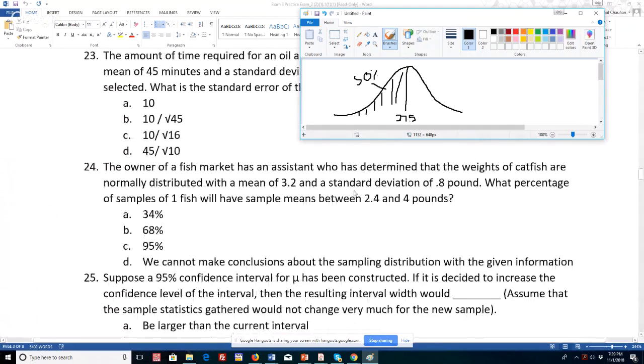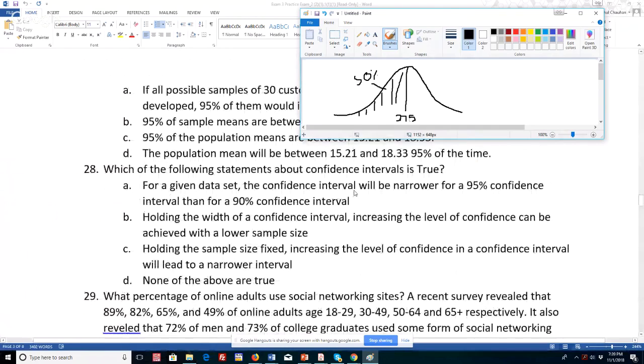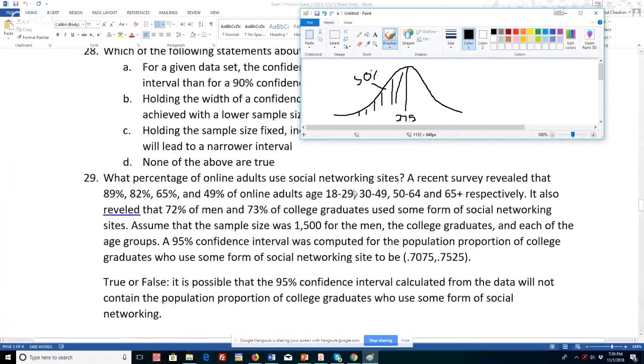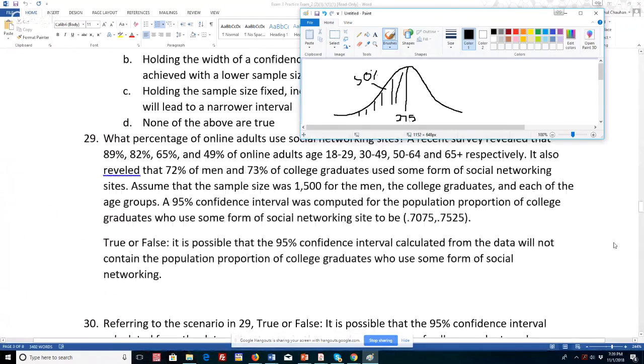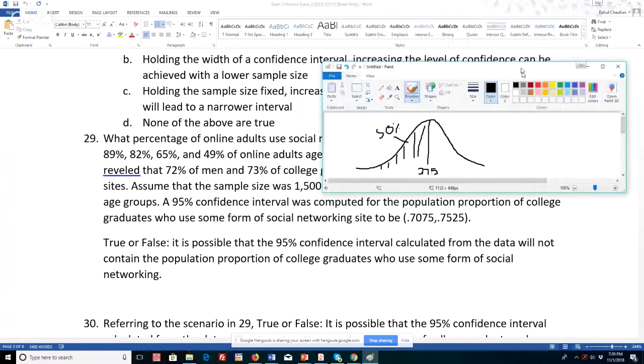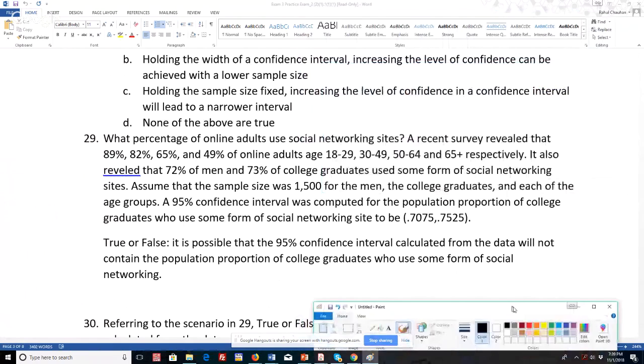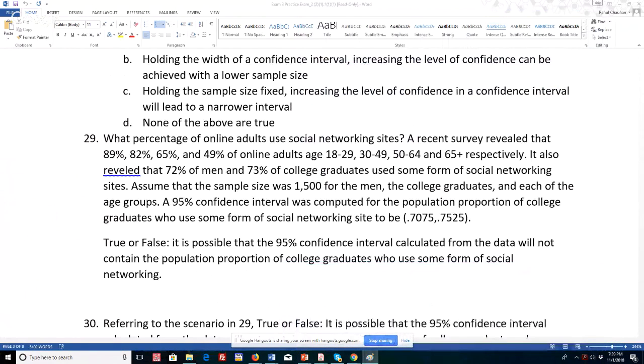$29. Okay. And 30. All right, so these are all about confidence intervals, I think. What percentage of online adults use social networking? A recent study revealed that yada, yada, yada. It also revealed that 72% of men.